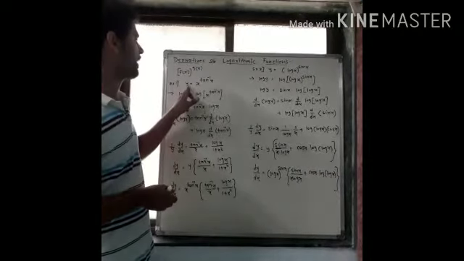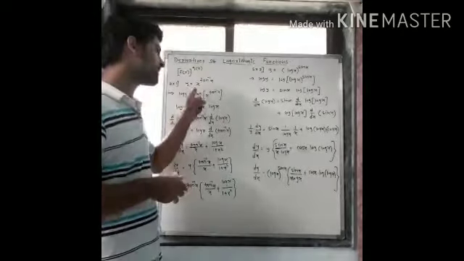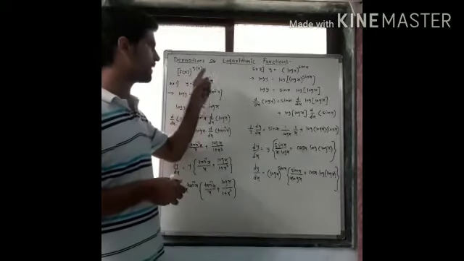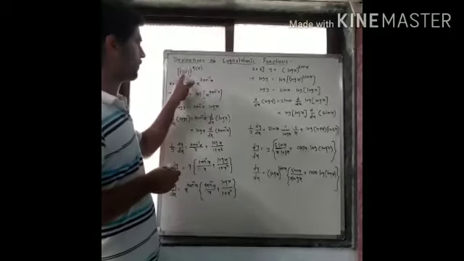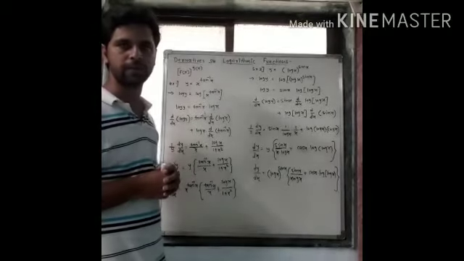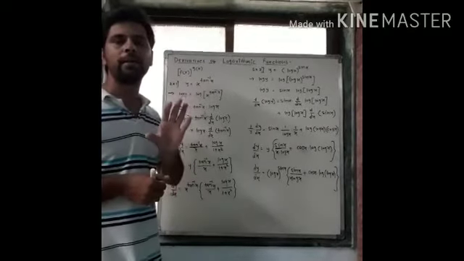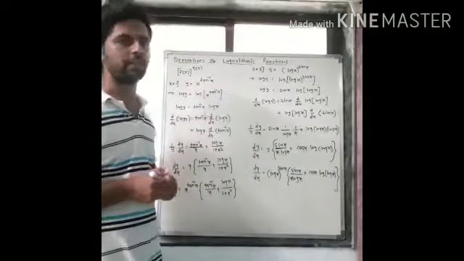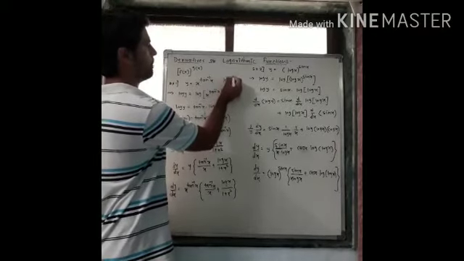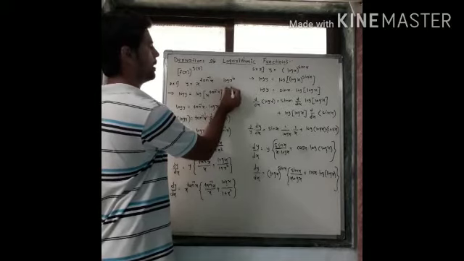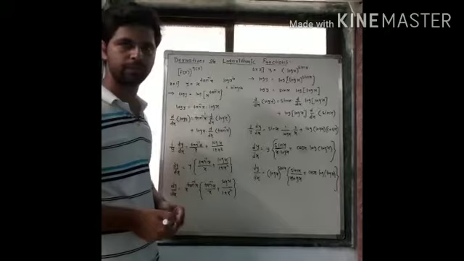Suppose the function is y equal to x to the power tan inverse x. Here x is also a function, tan inverse x is also a function, right? So this is in the form of f of x to the power g of x, correct? Now if you remember the rule of logarithm, log a to the power b is nothing but b log a. This rule we will use, right?